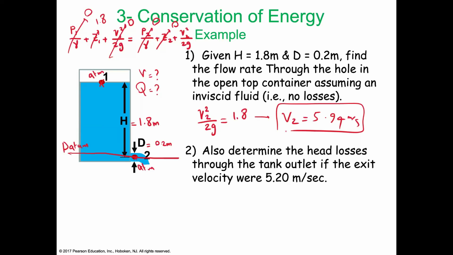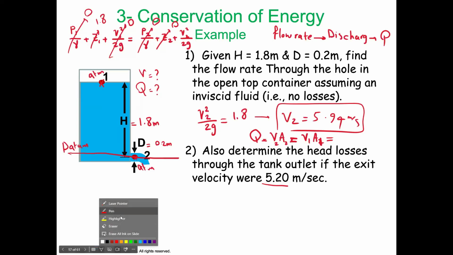Now try to go through the second one. Same thing, just this time the velocity is given to you. Oh, sorry, before that, it says flow rate. The word flow rate means discharge, means Q. And Q is equal to velocity multiplied by area, no matter if you have velocity at point 2 or 1. So I will choose the second one, because velocity 1 is nothing that could help me.